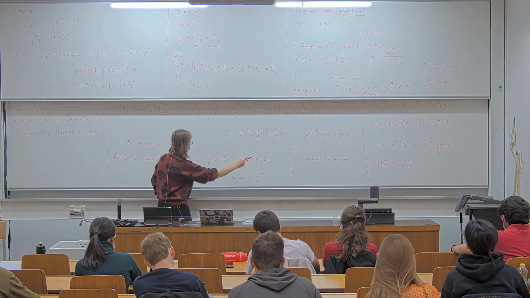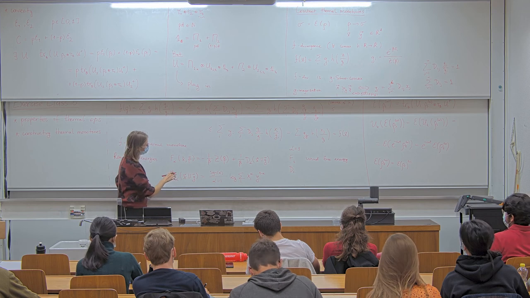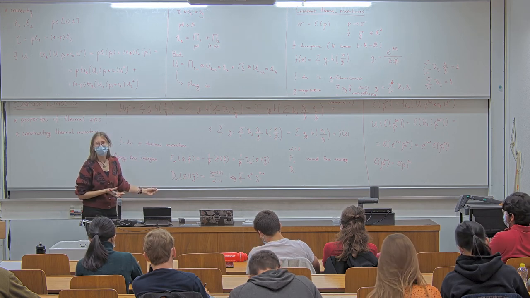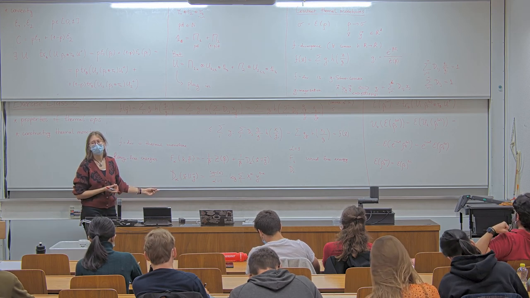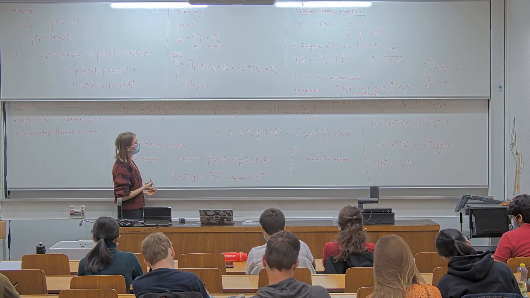So here it's a G, and here you can define it for any two probability distributions X and Y. Okay.